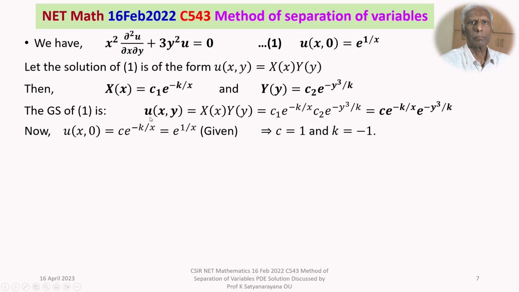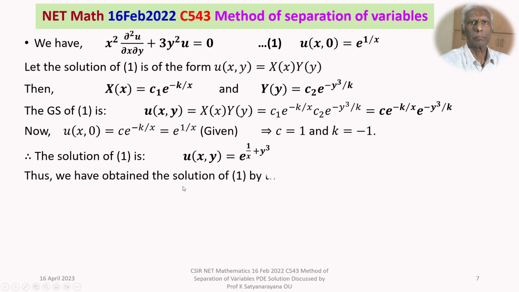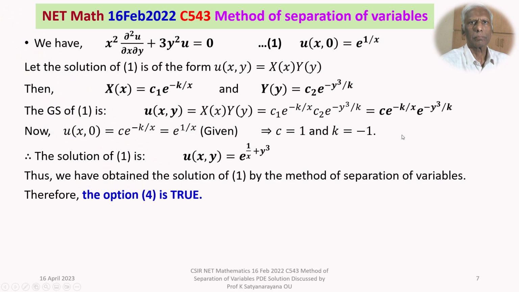Substituting back in the solution, we get u of x comma y is equal to e to the power of c, which is 1, e to the power of minus k, k is minus 1, minus k is plus 1, e to the power of 1 by x into e to the power of y cube. That means e to the power of 1 by x multiplied by e to the power of y cube, that is e to the power of 1 by x plus y cube. That is the solution. So this means we are able to find the solution of the given differential equation by the method of separation of variables. So the option 4 is true. Correct.